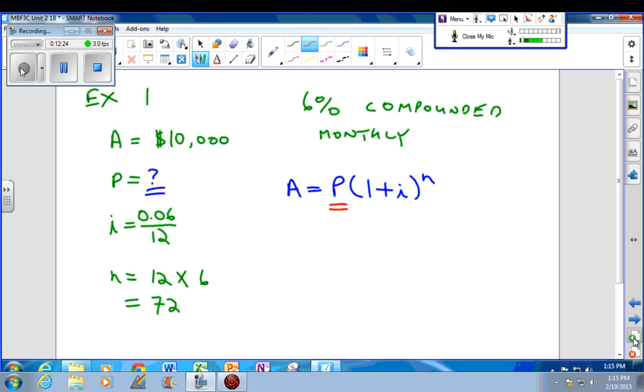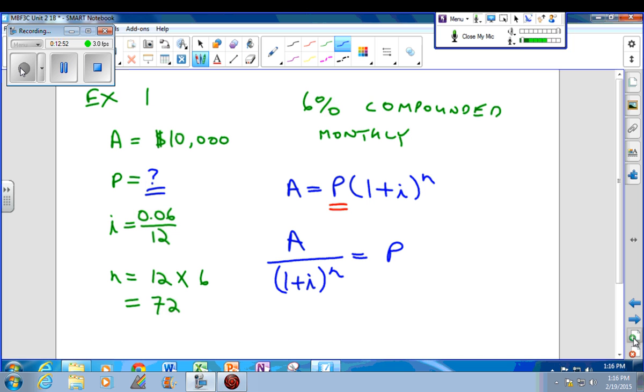So in my case, I should have said we got to divide the stuff. We got to take away the stuff on the right that is not P. So we have 1 plus I to the power n, and that is an expression that can be moved right over onto the left-hand side. We just divide both sides by that, right? A over 1 plus I to the power n equals P, right? Perfectly valid thing to do.